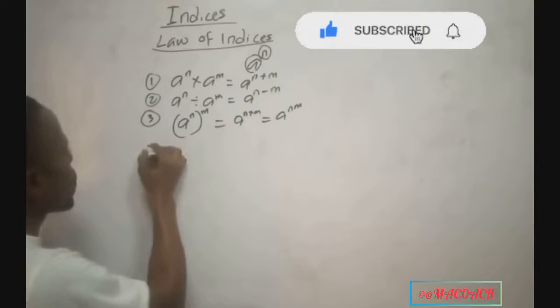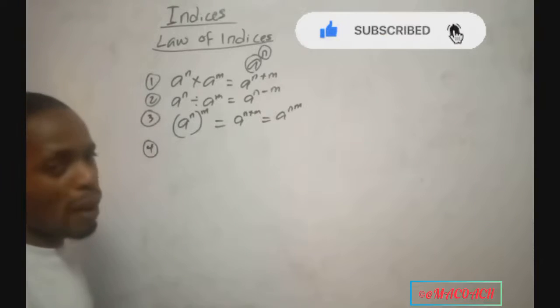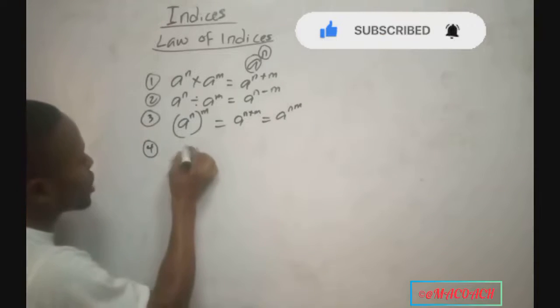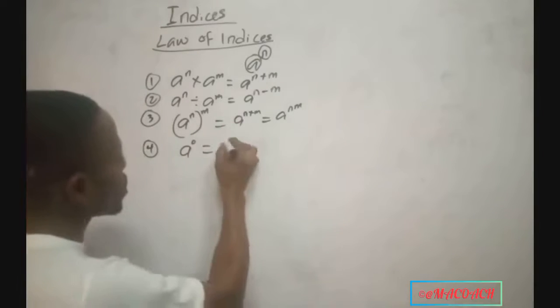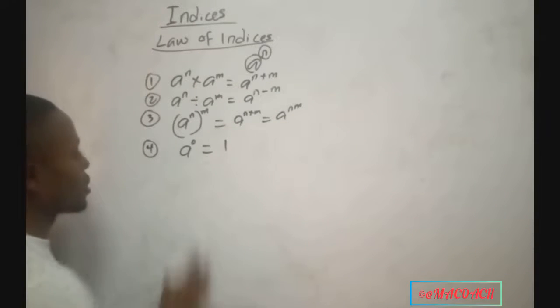The next one, the fourth, is the power law of 0. When you have a question like a raised to the power of 0, anything raised to the power of 0 in indices is always equal to 1. So that is the fourth law.